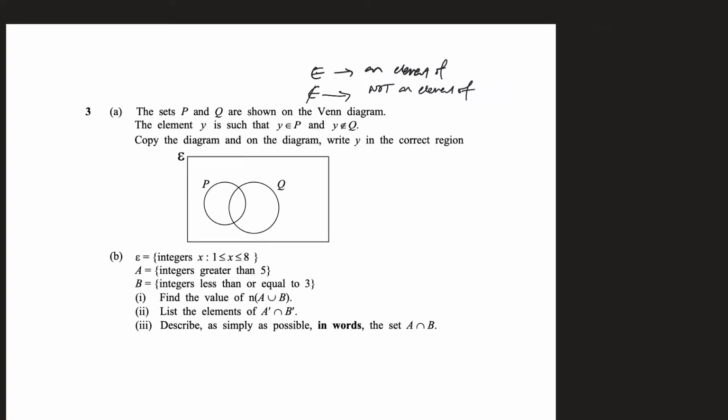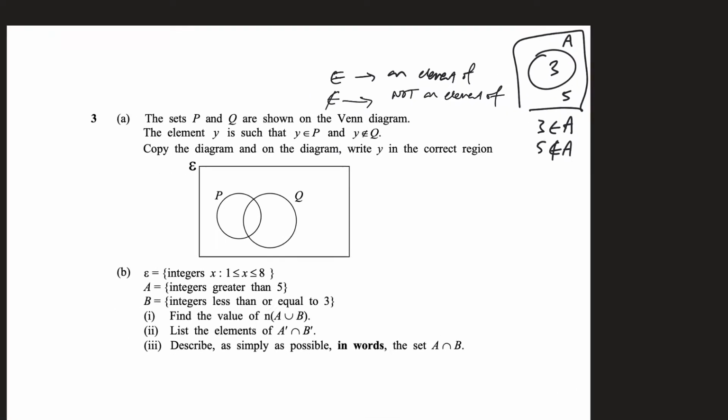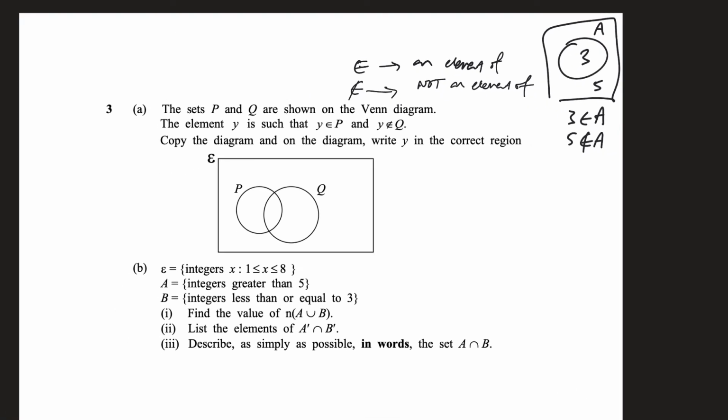So, in short, let's say I have a set, let's just call it A, and let's say I have this number 5, and 5 is outside, right? And let's say 3 is inside, so I can say 3 is an element of A, where 3 belongs in A and lives in A. 5 is not an element of A because it's outside. Simple as that.